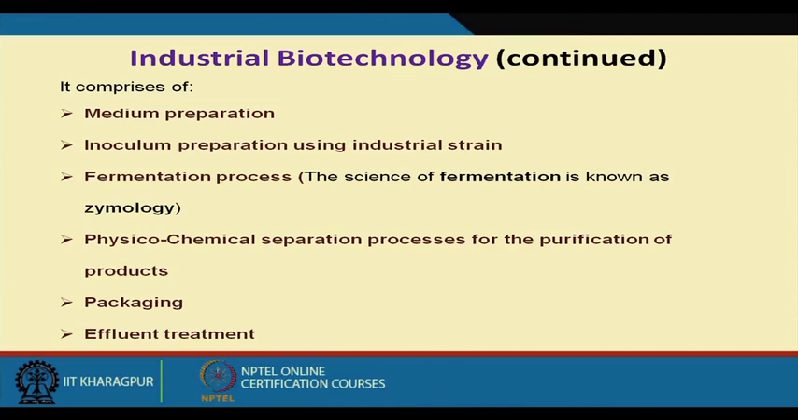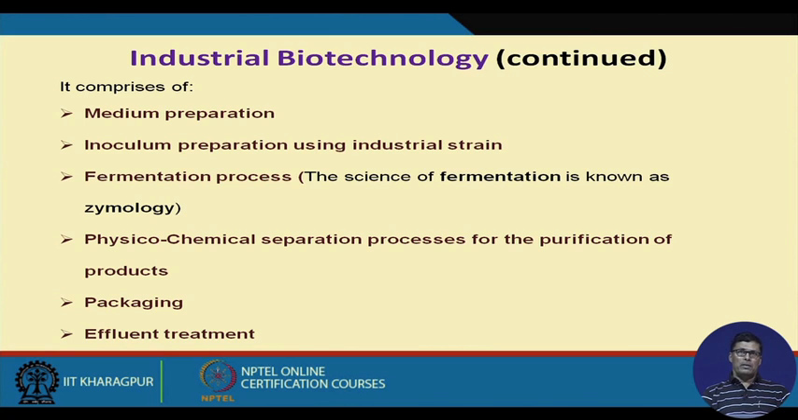Now, industrial biotechnology comprises different components. One is medium preparation, and then inoculum preparation using an industrial strain. Medium preparation plays a very important role, as you know, because media comprises not only a single component but a carbon source, nitrogen source, minerals and vitamins for the living cells. But for non-living systems, if we use an enzyme, we require a particular substrate, particular pH and temperature to have a particular reaction to get the definite products.